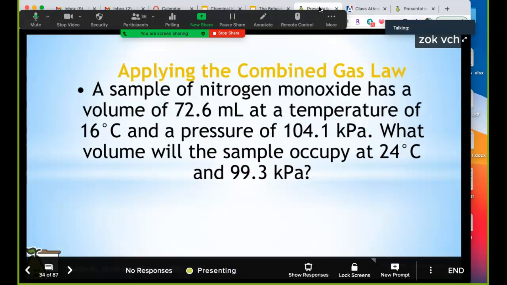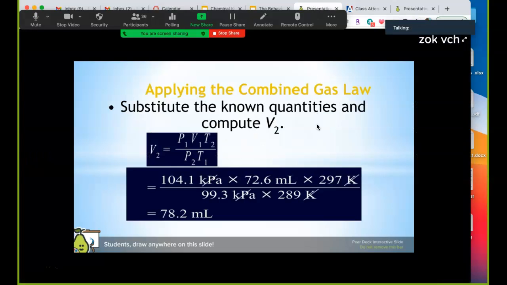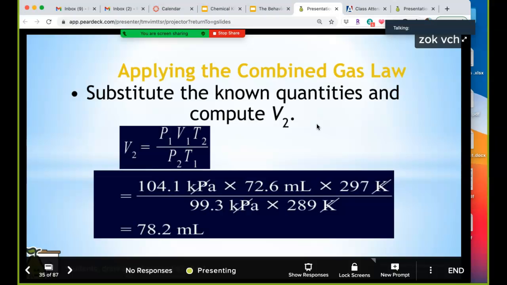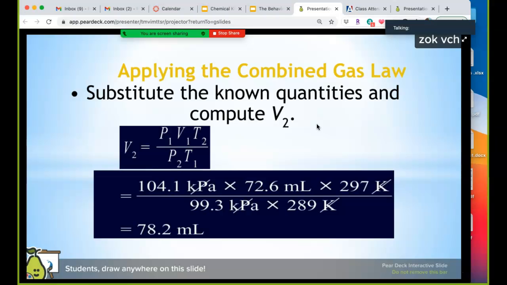I think I have the answer on the next slide. 78.2 milliliters. Questions?